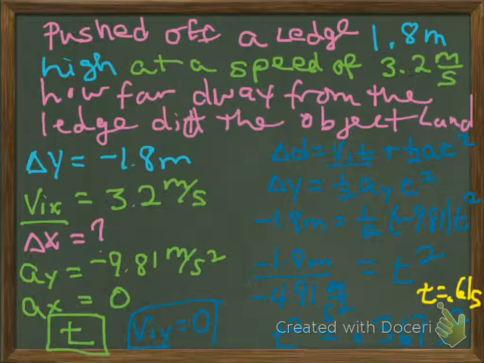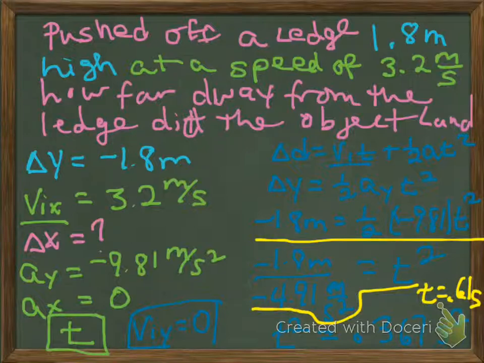0.61 seconds. Now when I went from here to here, I took the liberty of skipping a step or two. If you're not sure how I skipped those steps, I solved this problem exactly the same as I did the last two problems. So if you're confused, go back and watch how I got from this step to this step. But at this point, we can start condensing things together. So now I have my time.